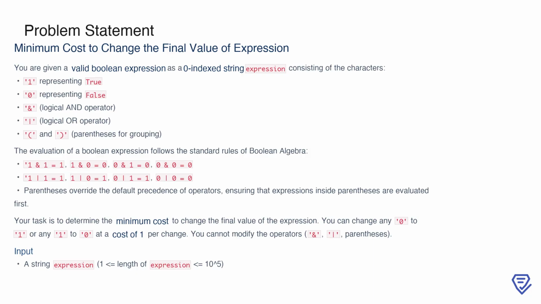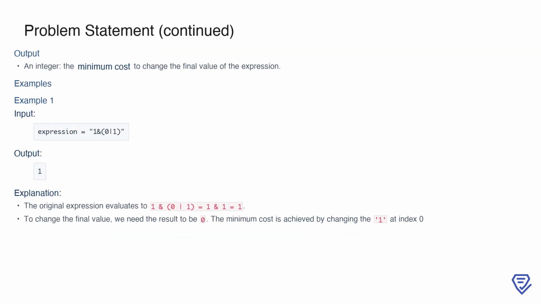The input expression will have a length between 1 and 100,000 characters, so efficiency is important. The output for this problem is an integer representing the minimum cost required to change the final value of the given Boolean expression. To better understand this, let's look at an example.